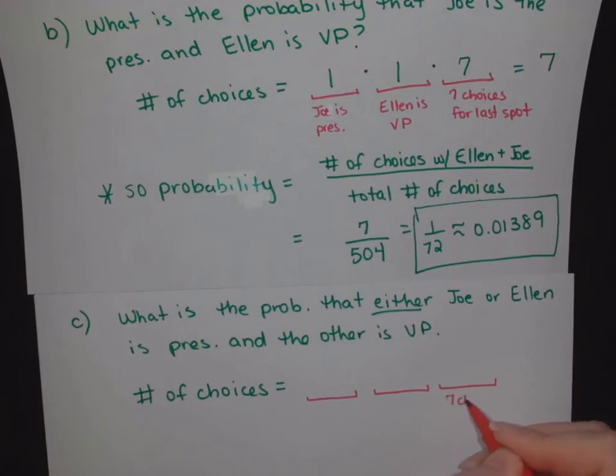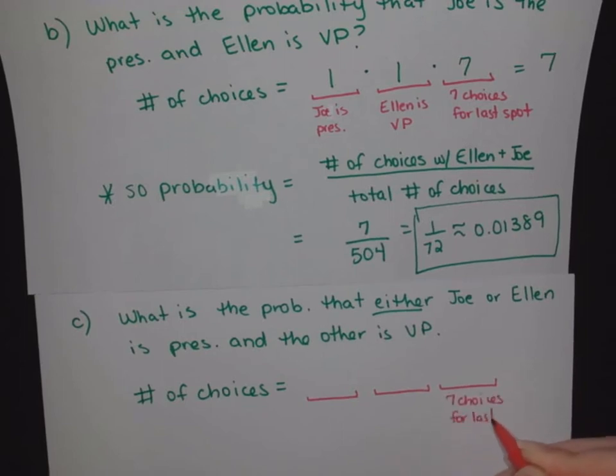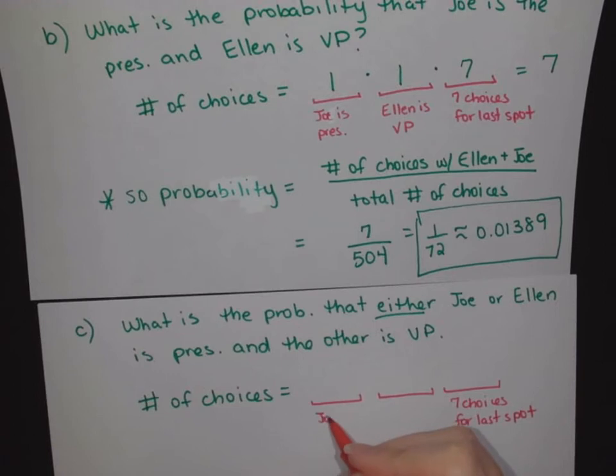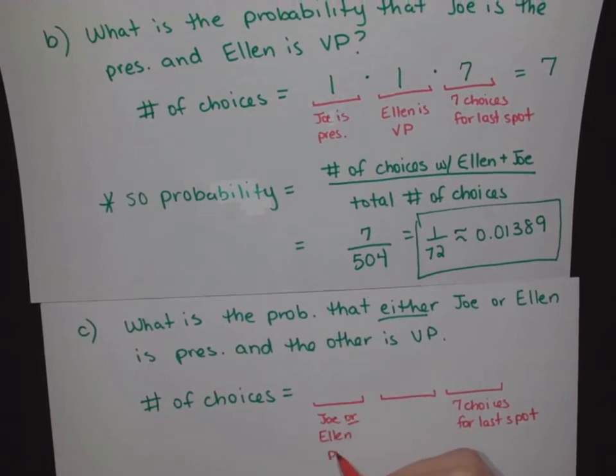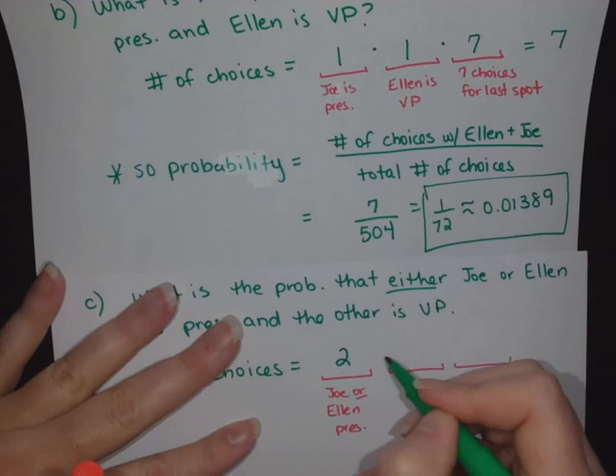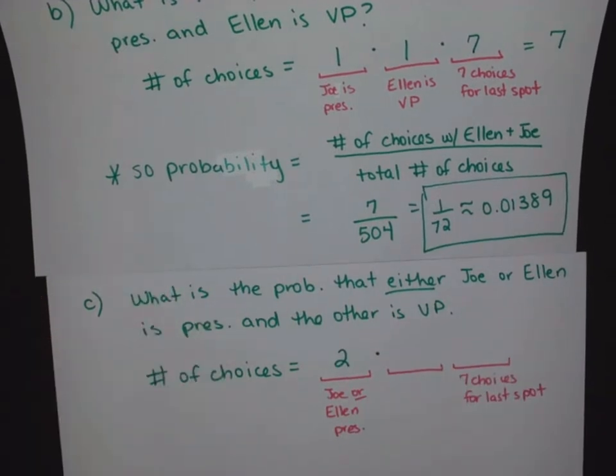It's just a little bit different, right? By the way, there's still 7 choices for the last spot. That hasn't changed. Okay, but this time we don't really care who's president, right? So this is Joe or Ellen is president. So how many ways are there for that to occur? Well, there's 2, because there's 2 people. So there's 2 ways for Joe or Ellen to be president.